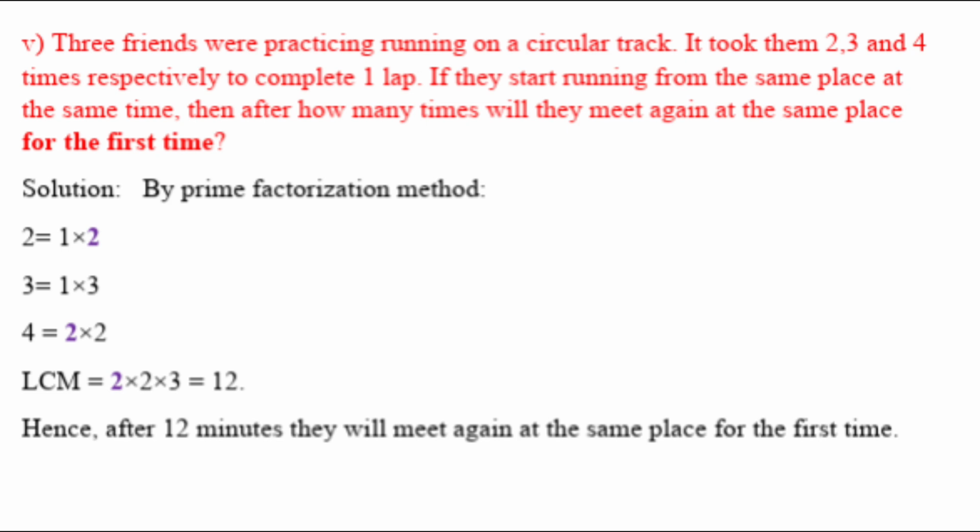Question number 5 is, three friends were practicing running on a circular track. It took them 2, 3 and 4 minutes respectively to complete one lap. If they start running from the same place at the same time, then after how much time will they meet again at the same place for the first time? So here the words used are for the first time. First time means the least period, the minimum time period, when the friends who are running will meet again at the same place.